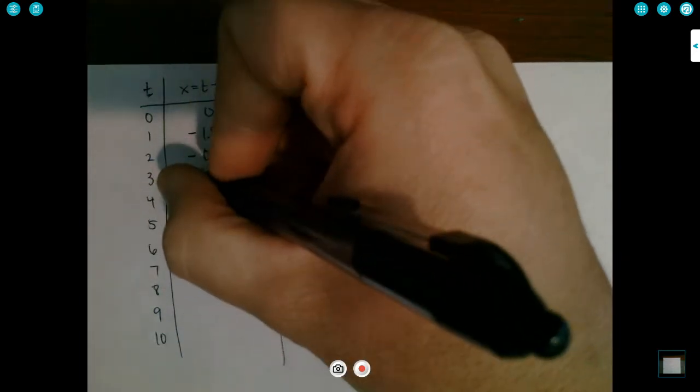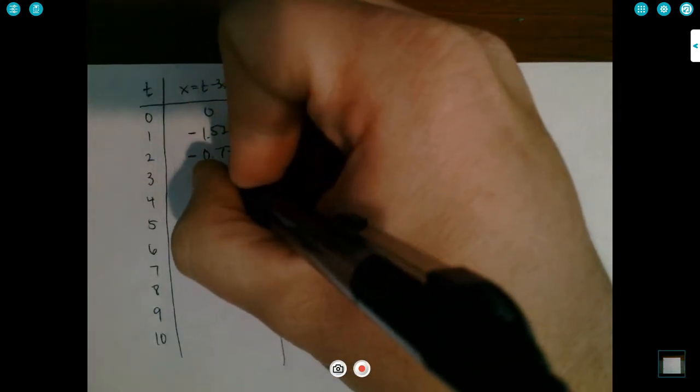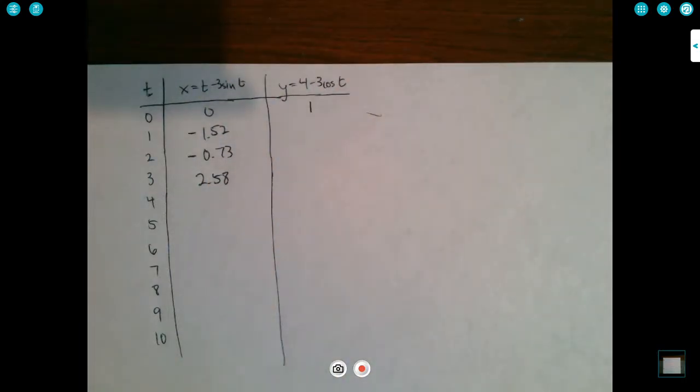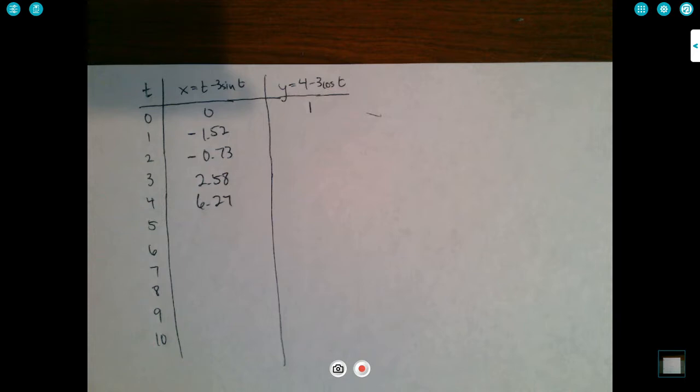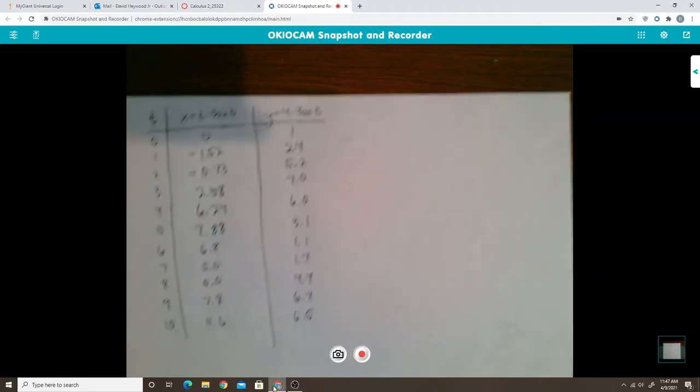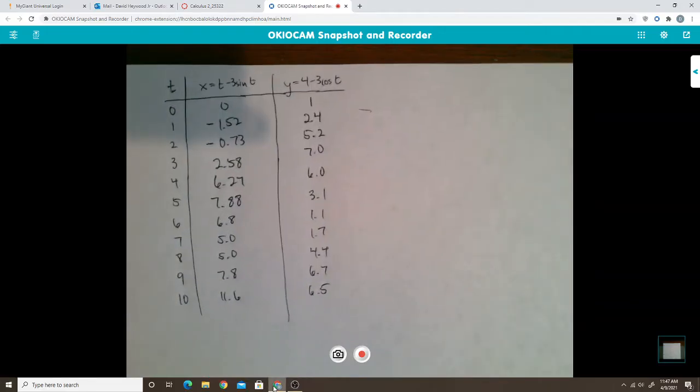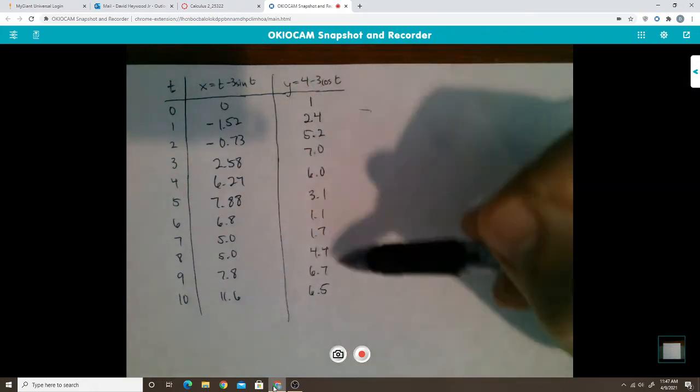If I plug in 3, I get about 2.58. Excuse me. If I plug in 4, 6.27. Okay, so you see how this is going, and I'm just going to pause the video, and then come back with everything filled in. So give me a sec. Okay, so I've got them all filled in now. Okay, so I got all the x's, got all the y's, right?